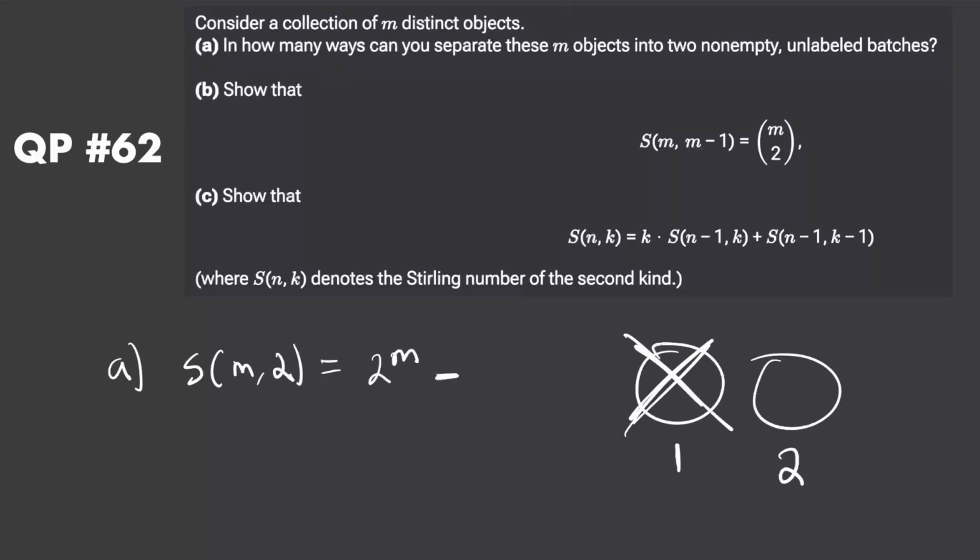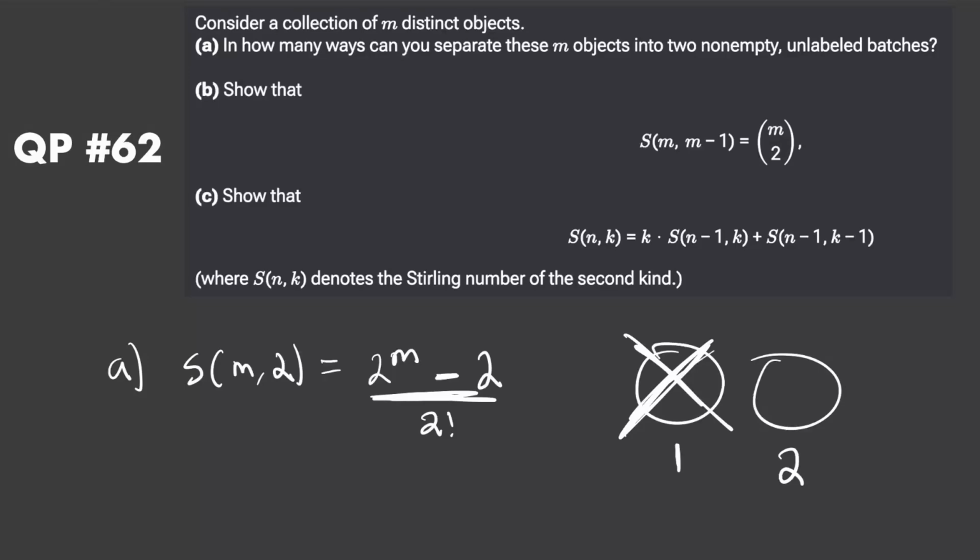I'm going to subtract off the cases where one set is empty. How many ways are there for me to do that? Well, there's 2 obviously, because I have 2 different sets, so it's going to be minus 2. Then I have m elements to place in one subset, and there's only one way to do that. Now that we know the subsets are non-empty, we just divide by 2 factorial to remove the distinctness that we placed on them at the beginning.